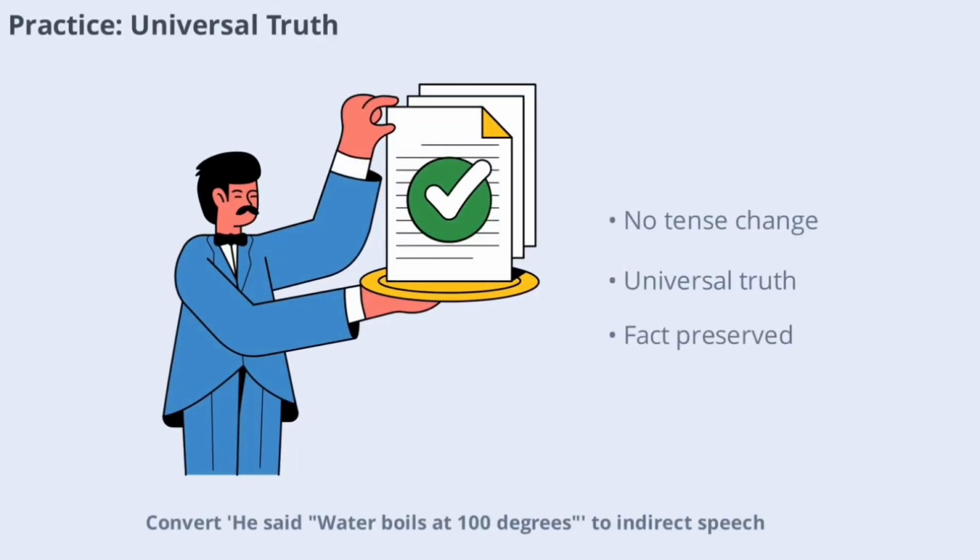Convert "he said, 'water boils at 100 degrees,'" to indirect speech. The answer is "he said that water boils at 100 degrees." Since this is a universal truth, the tense does not change.